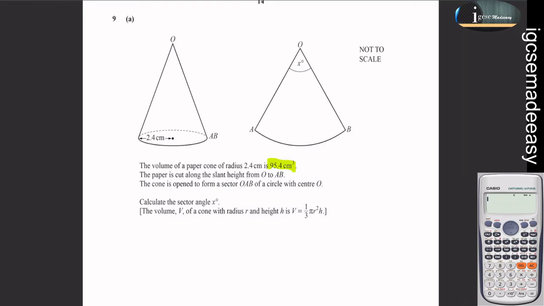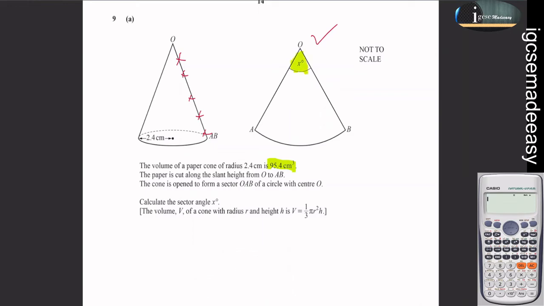So actually what is happening, if I cut a cone from this side, what will happen? It will open in this format. This will be the shape that will form after cutting. It has an angle x that we need to find out.